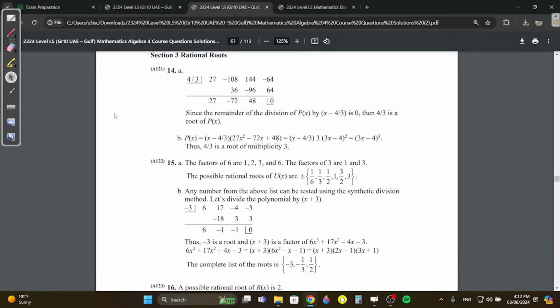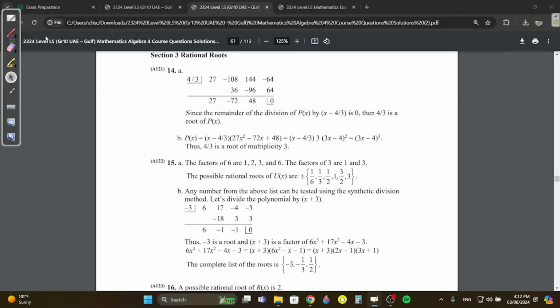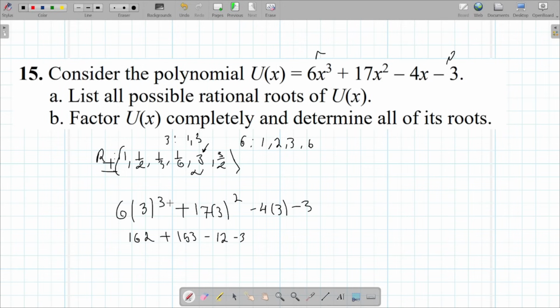They tried minus 3. Okay, yeah. If positive 3 doesn't work, then always try negative, right? Because remember, it's plus minus for a reason. So let's try 6 times minus 3 to the power of 3. This doesn't equal 0 for positive 3, so I'm not gonna waste my time.